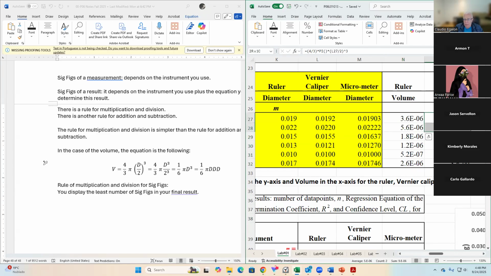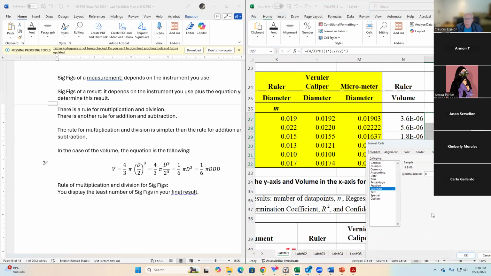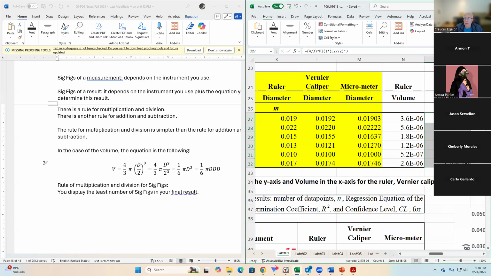And then you do the same for the vernier caliper. We have to display 3 significant digits, because again, the number is very small, less than 10 to minus 3. We are going to choose to display it in scientific format as well, with 2 decimal places. 3 significant digits here, 3 significant digits here.